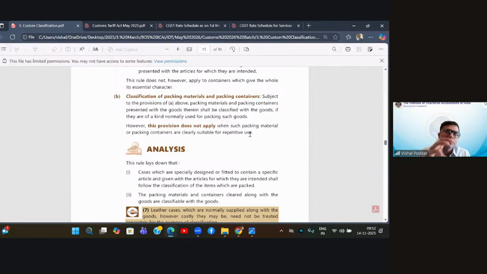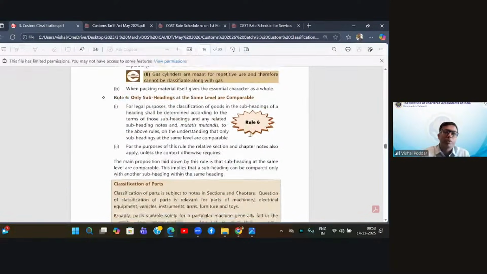Now, in case of gas cylinders, since cylinders are reusable, they will go to the chapter where cylinders are classified, not the gas. Likewise, today you buy a Pepsi and it comes in a bottle, the bottle is of repetitive use, so it will be classified in the bottle chapter. But if the packing is made in such a manner that it is not reusable and the goods are always sold in that packing only, like those boxed juices, then it will be classified in the chapter where the juice is classified. So this is how Rule 5 works.